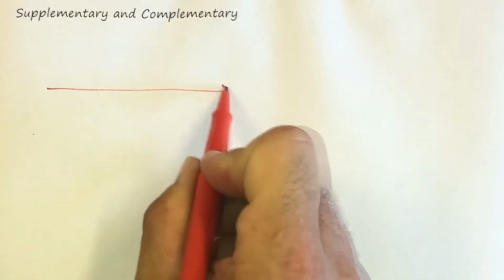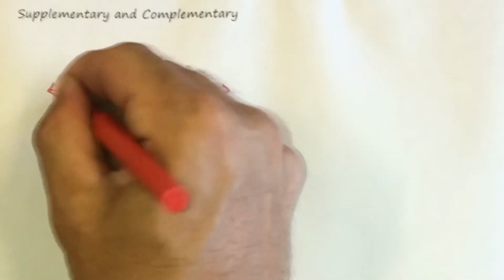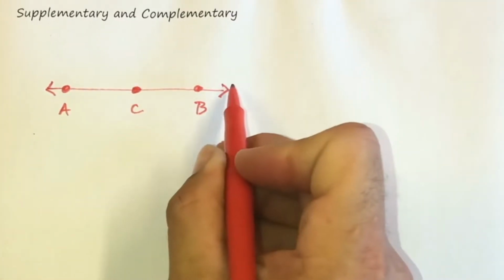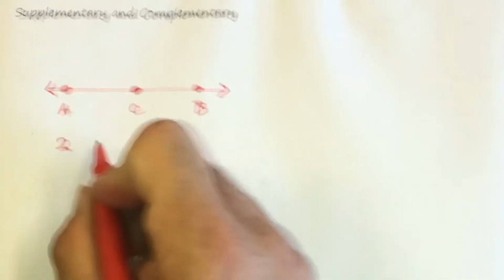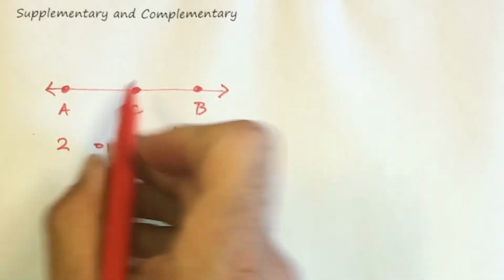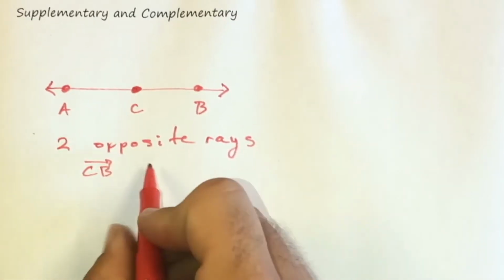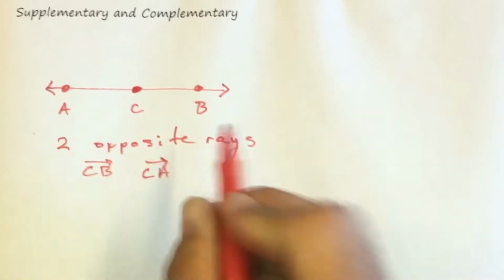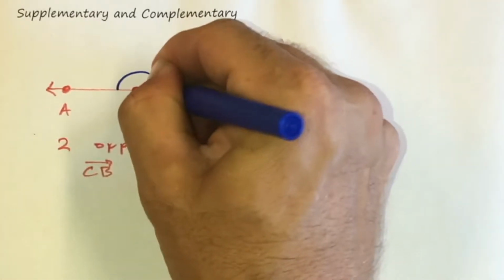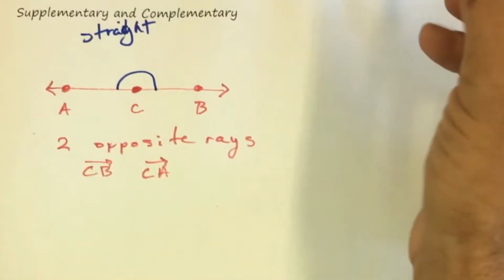Supplementary: if I take a straight line and I put a point somewhere on that line, I've created a straight angle here. Now, a straight angle is made up of two opposite rays. What does that mean? That means these rays are going in opposite directions. Ray CB is going in the opposite direction of CA. Notice I put the arrow over B and A. And that makes up a straight angle here.